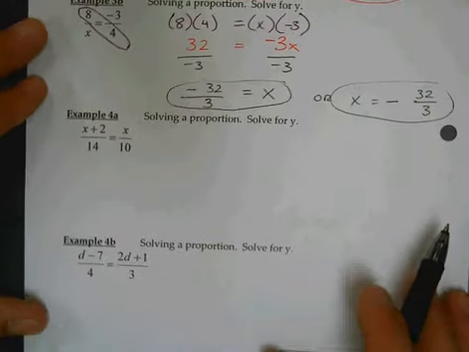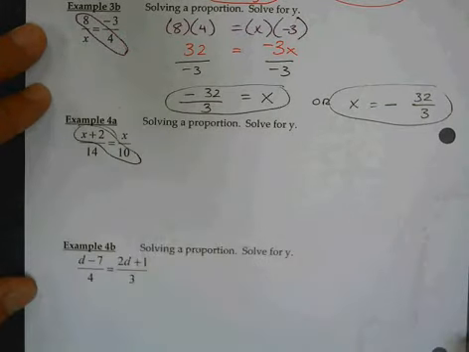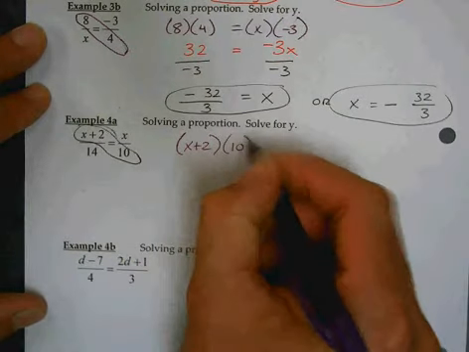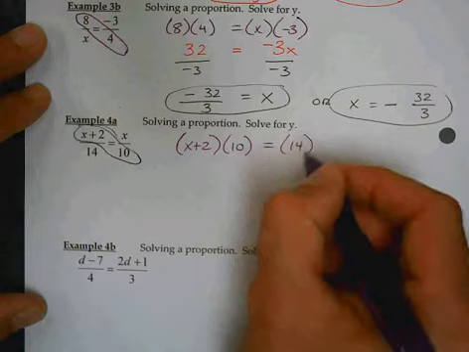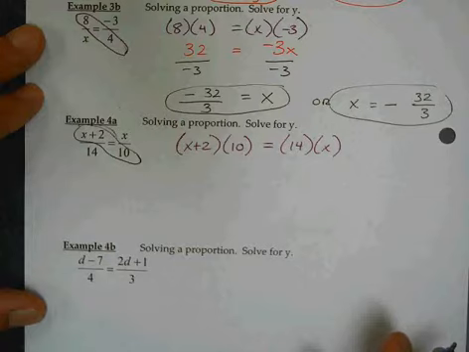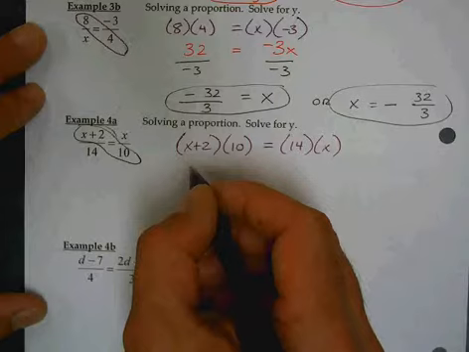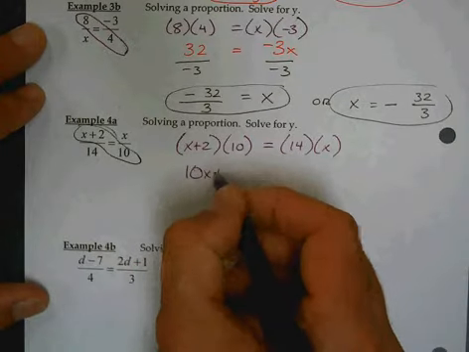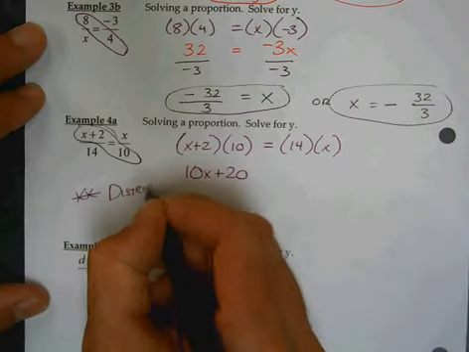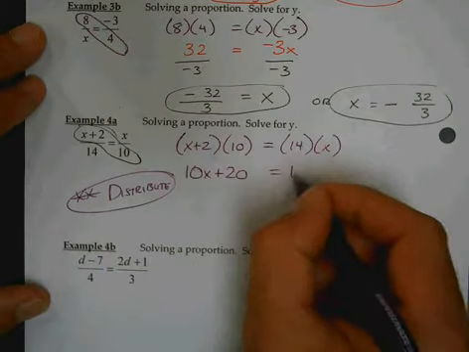Our third example on this page. Once again, circle your diagonal. And let's write this out with parentheses. X plus 2 times 10 and 14 times x. Who feels comfortable multiplying the left side? Luke, go ahead. Would it be 10x plus 20? Excellent. So off to the side, put a little star that just says distribute, because that's the key idea on this problem. Right side is obviously 14x.